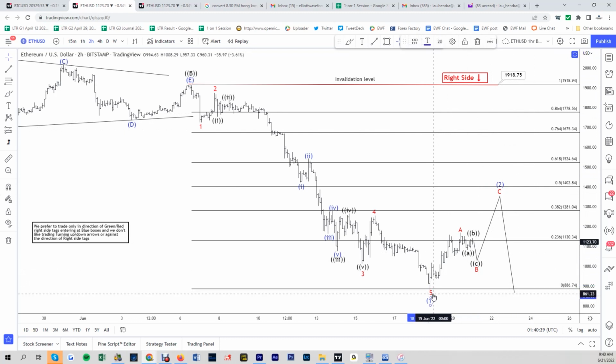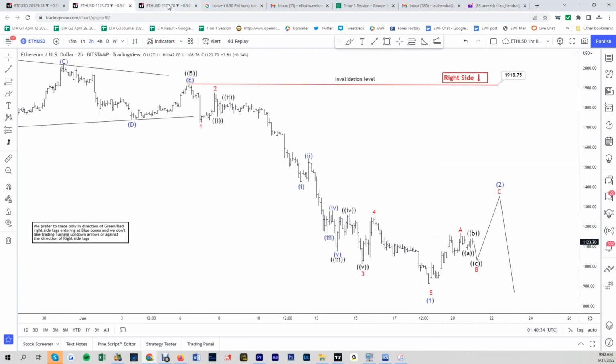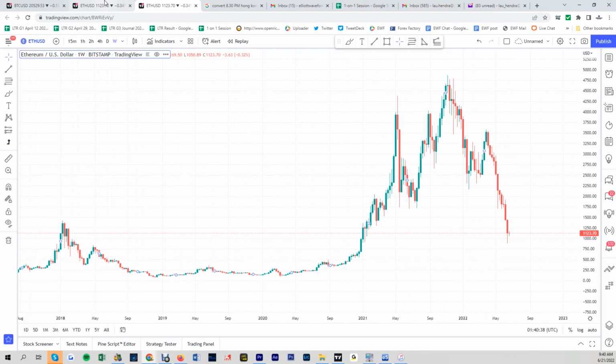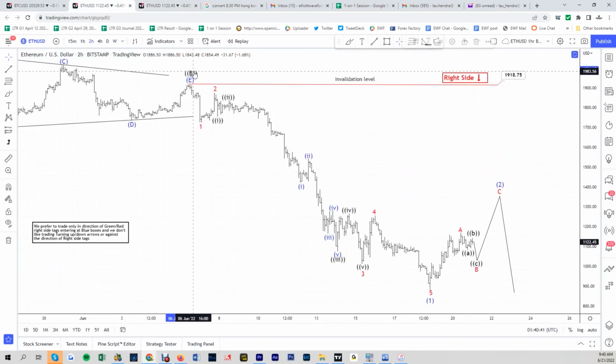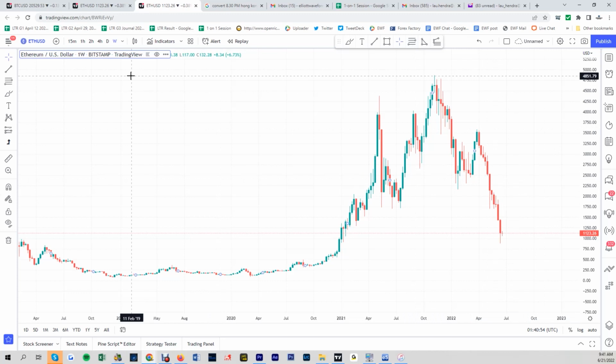we could still see further downside. Now looking at the larger degree, this is the weekly chart, and let's take a look here. The P here at 1918, the P is going to be somewhere within this area here. Regardless of however you want to count it, we can simply see in the weekly, in the largest time frame, we have this clear 1 2 3 right now in Ethereum, right?